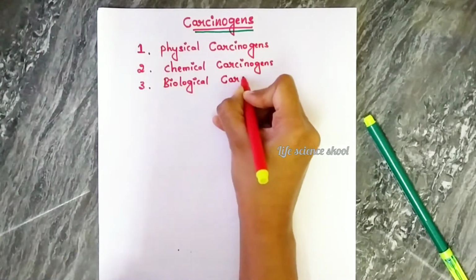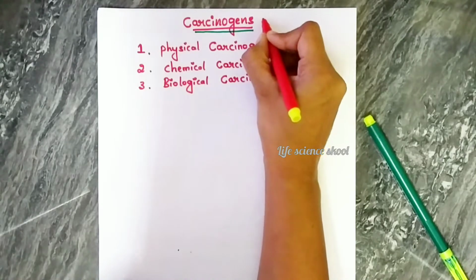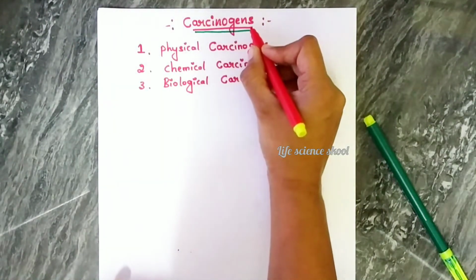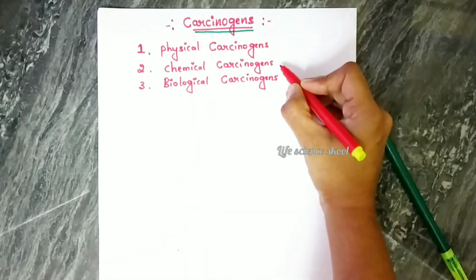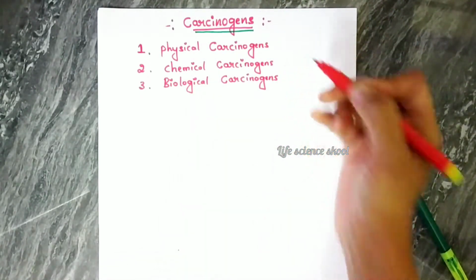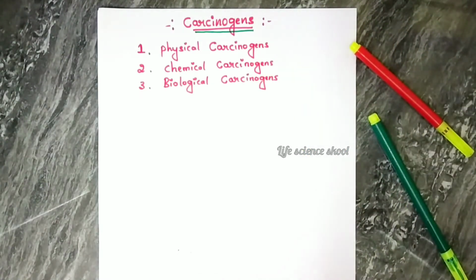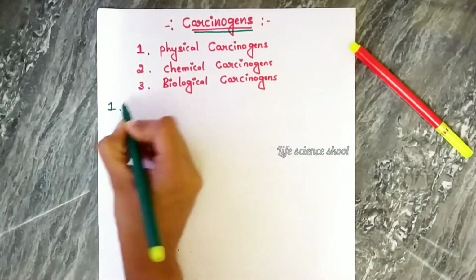So we got to know the meaning of carcinogens here. Carcinogens are substances which cause cancer, and there are three types: physical carcinogens, chemical carcinogens and biological carcinogens. Now we will study in detail one by one. We will start with the first one, that is physical carcinogens.